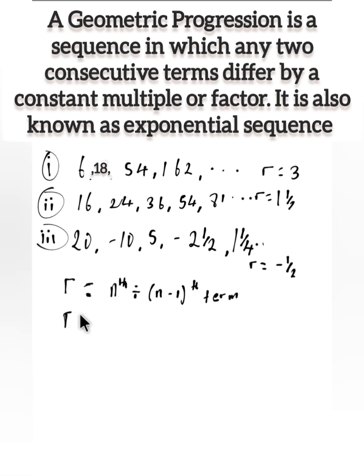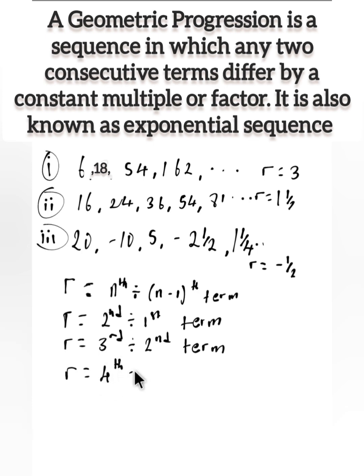Hence, the common ratio is equal to the second term divided by the first term. Common ratio is equal to the third term divided by the second term. Common ratio is equal to the fourth term divided by the third term. Hence, the common ratio is the nth term divided by the (n minus 1)th term.